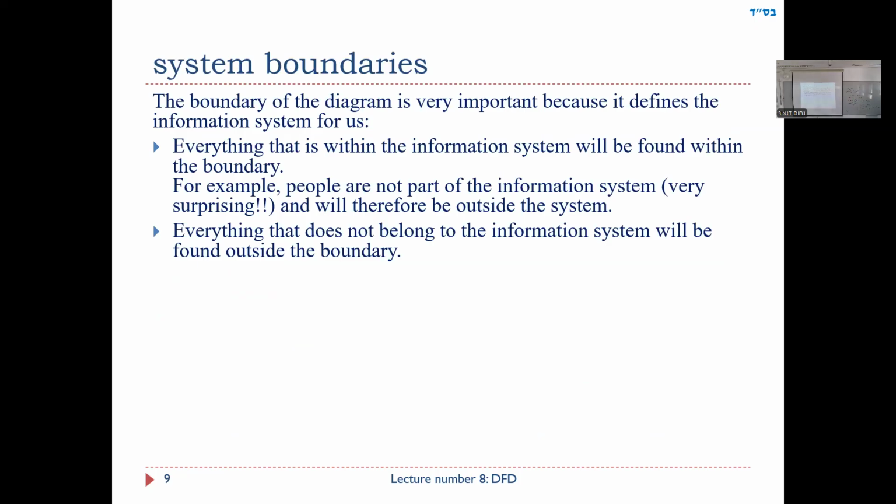There's also the system boundary. Everything that is within the information system will be found in the boundary. For example, people are not part of the information system, which is surprising, and will therefore be outside the boundary. We actually mentioned in the beginning lecture that people are part of an information system because they're a source of information, but they're not part of the system that is going to be developed. We're not going to create people.